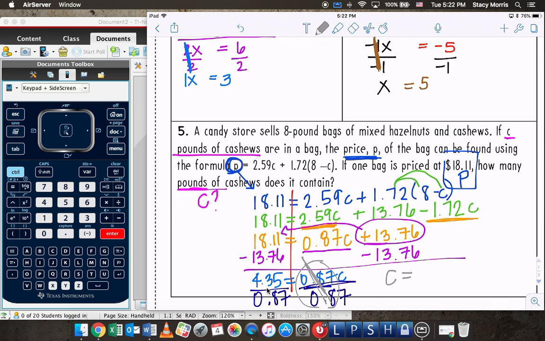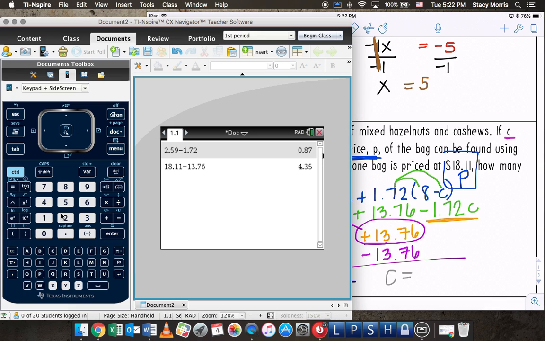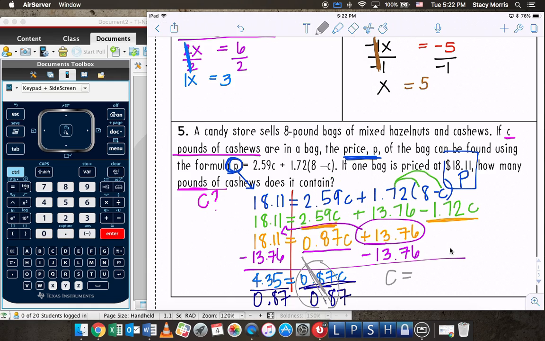On the other side, we have 4.35 divided by 0.87. 4.35 divided by 0.87 is 5. So C equals 5. I am going to rewrite this. I think it's really important that my C was on the right-hand side. I want to leave it on the right-hand side. I don't want to just move it because I can. So C equals 5. So that's correct. Again, you could write that as just C equals 5 this way also. Okay. So it asked how many pounds of cashews that bag contains? That would be 5 pounds of cashews for $18.11.